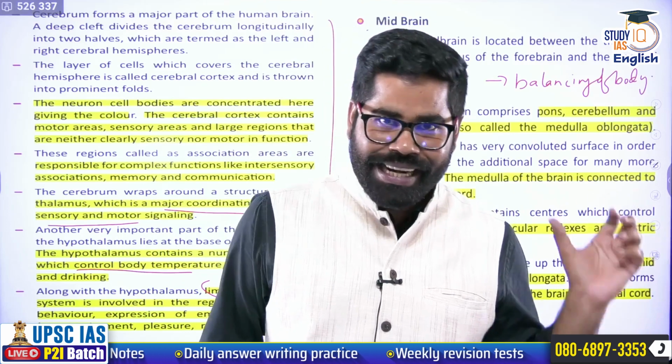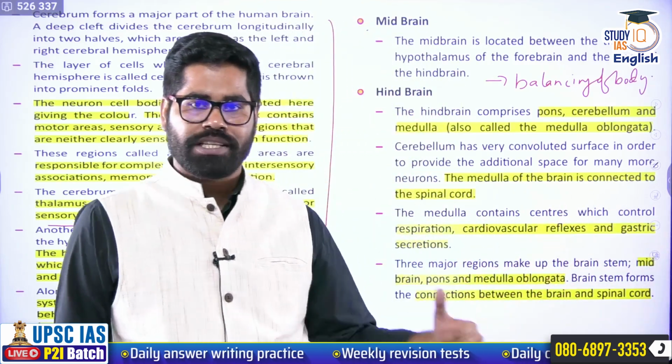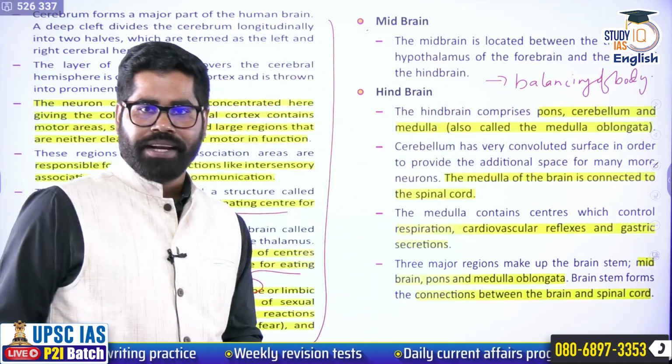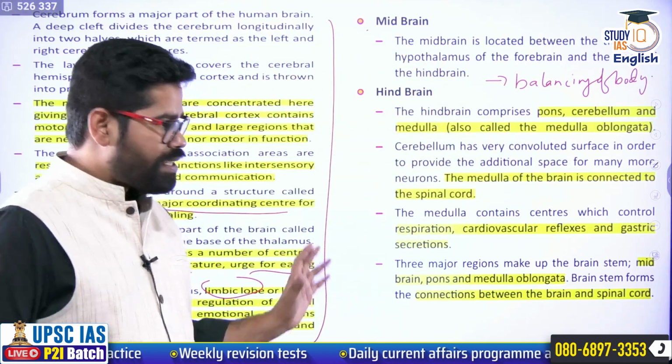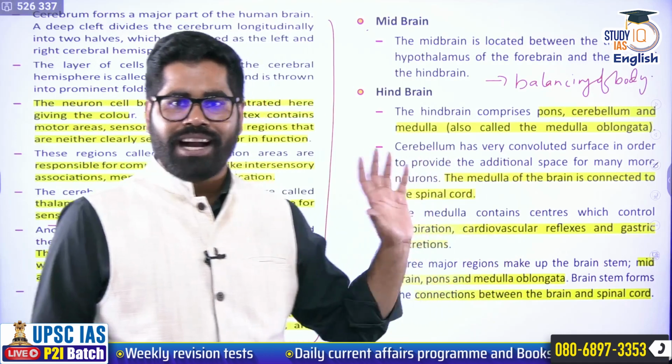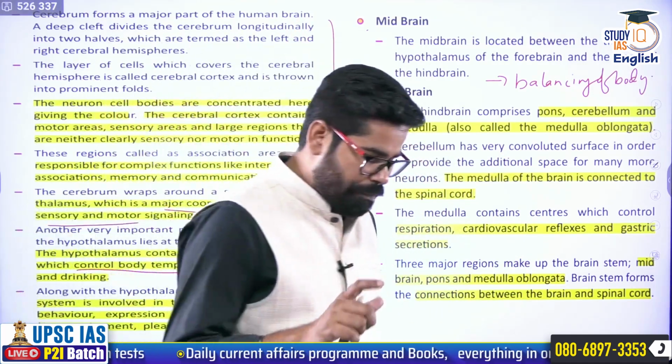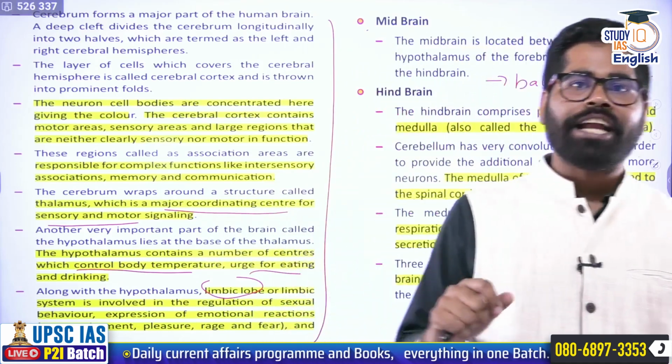Okay, so coordinating the actions of our voluntary muscles is part of our midbrain. Our muscle movement is largely controlled by the midbrain. Now comes a very important part of the brain, the hindbrain.